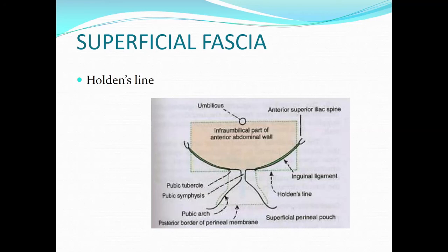If there is injury to urethra, there will be extravasation of urine, or collection of urine, in various spaces like superficial perineal pouch and deep perineal pouch just above the perineal membrane. Then there will be collection in the anterior abdominal wall. Then it would extravasate into the thigh, but because of the Holden's line it does not appear in the thigh. That's why it is named Holden's line, because it holds the urine.